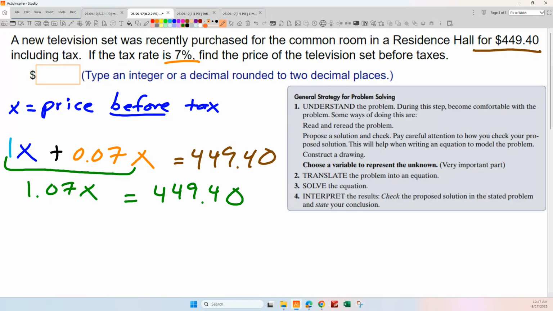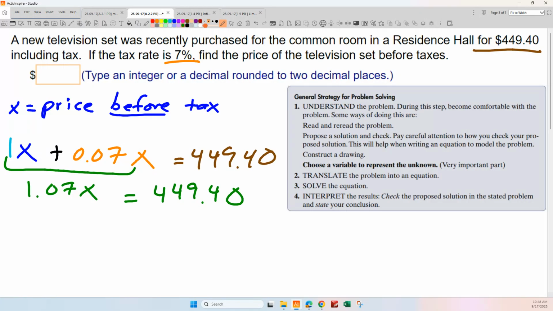How could we have jumped right to that equation? If I'm paying an extra 7% sales tax, what percentage of the original sticker price do I end up paying? 107%. The 100% would have been the sticker price, plus the extra 7% for tax means I'm paying 107% of the sticker price. Give me thumbs on that. Does that make sense? Okay, good. Anytime you're paying more than 100% of something, it's going to be bigger, right? Okay, so there's our equation.